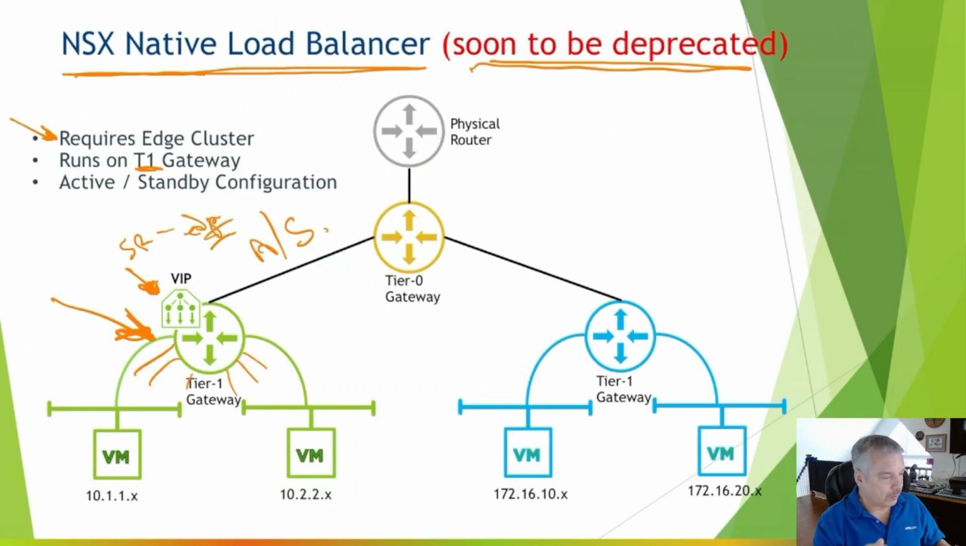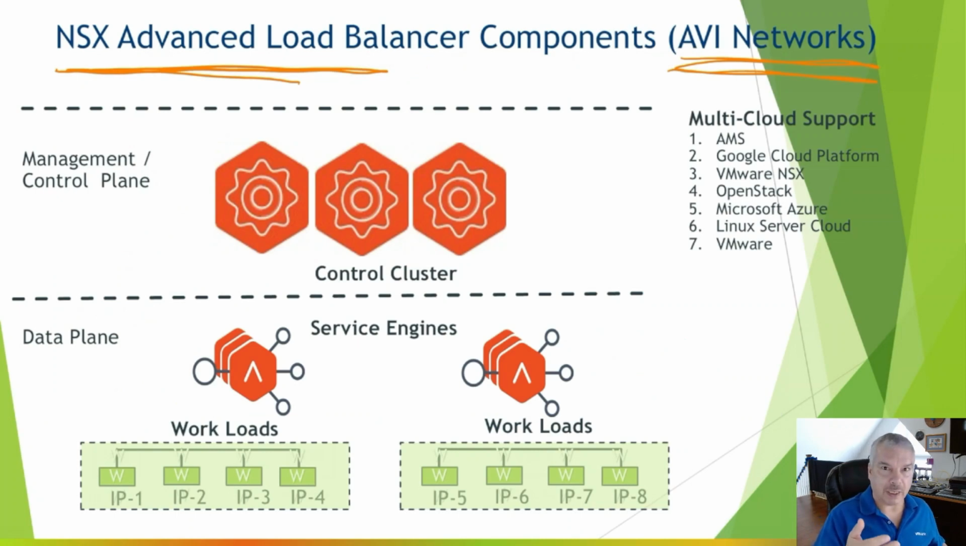For example, the NSX native load balancer, sometimes people will ask me, well, Steve, can it be a global load balancer? And the answer is no, it's not. It's not like that whatsoever. Whereas AVI load balancer actually has the capability of being a global load balancer, and it has a whole lot more advanced features and performance and stuff. So VMware purchased AVI Networks, and they renamed their load balancer now to the NSX Advanced Load Balancer.